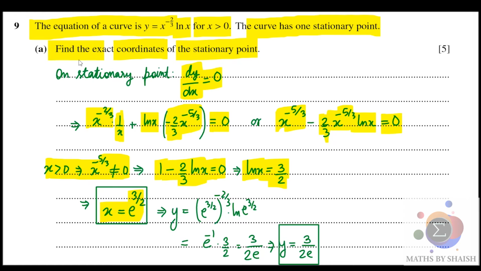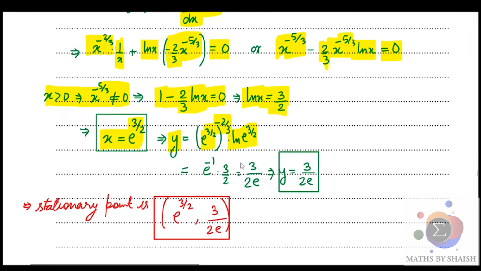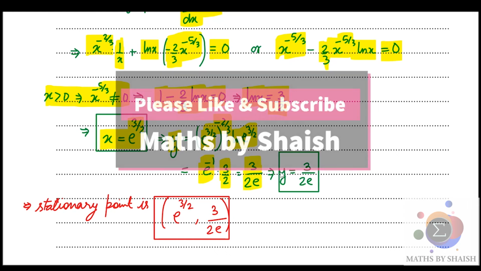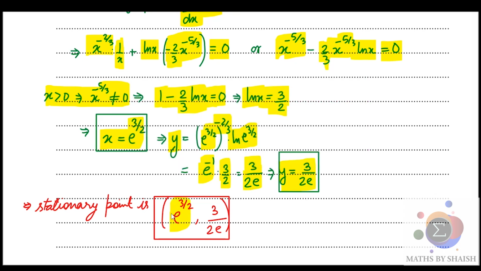Once we have the x value, since they have asked for the coordinates of the stationary point, we will calculate the y value as well. And y is simply substituting the value of x here. That is e to the power 3 by 2, to the power minus 2 by 3, and ln e to the power 3 by 2. And here ln e to the power 3 by 2 would be directly 3 by 2, because ln e to the power x is directly x. And when we solve it, it is e to the power minus 1. So altogether 3 by 2e. So y becomes 3 by 2e. So the stationary point has coordinates e to the power 3 by 2 and 3 over 2e.